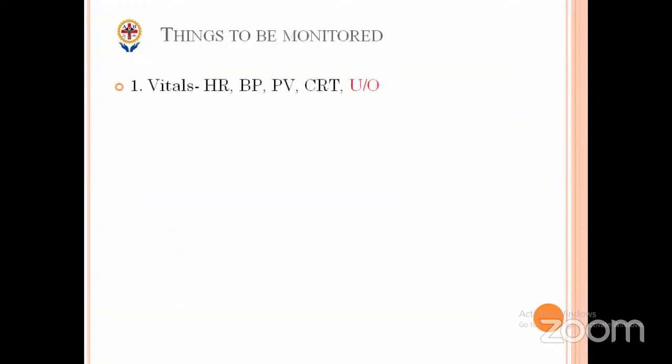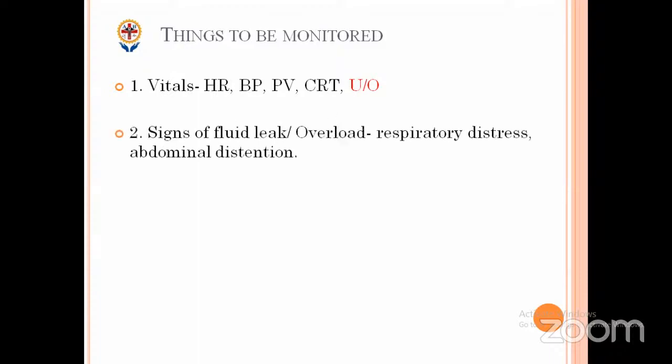Things to be monitored. One thing is to monitor vitals. And among the vitals, the most important thing I want monitored is urine output. Whether you monitor heart rate, pulse volume, CRT, if BP is normal, the next most important vital you have to monitor is urine output. The single most important vital to be monitored.